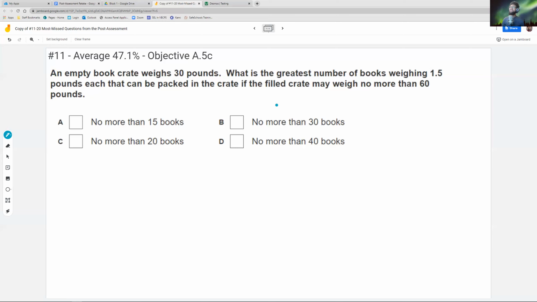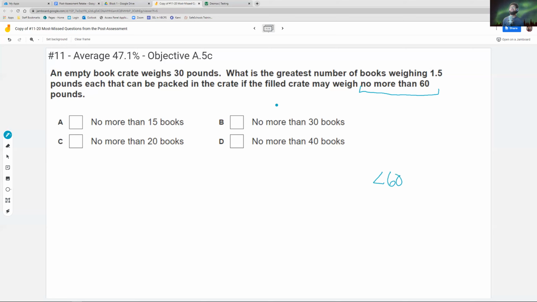And I've kind of already given a little bit of the process away. This is when I'll probably go through a good portion of it. So since it can weigh no more than 60 pounds, that goes back to our inequalities, those keywords there. Weighing no more means it has to be less than. So we know something is going to be less than 60. And then we have to figure out what the rest of this is going to be.